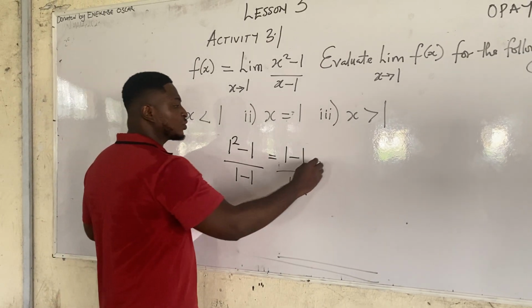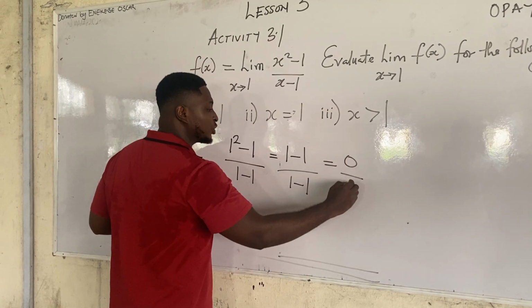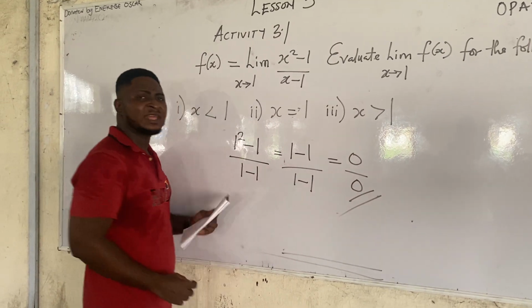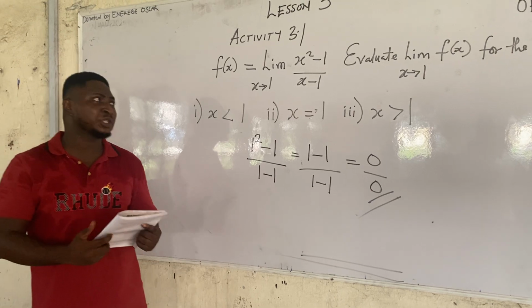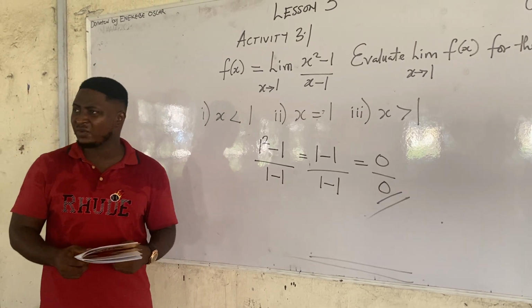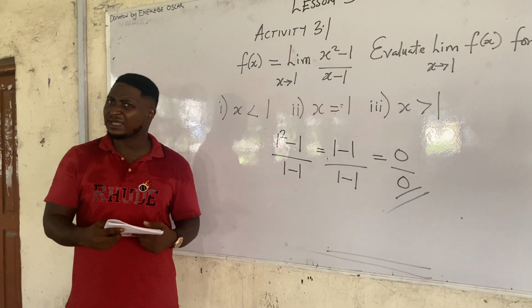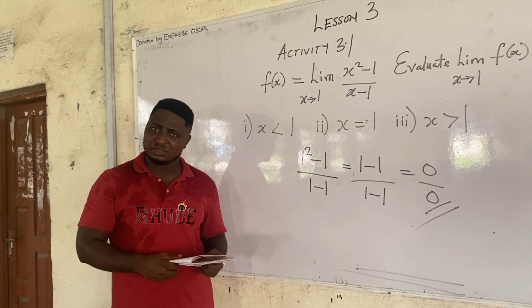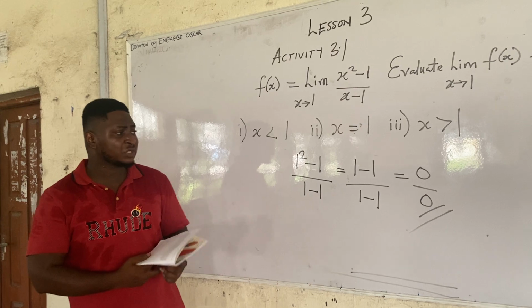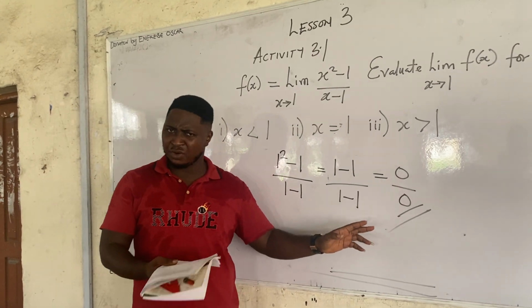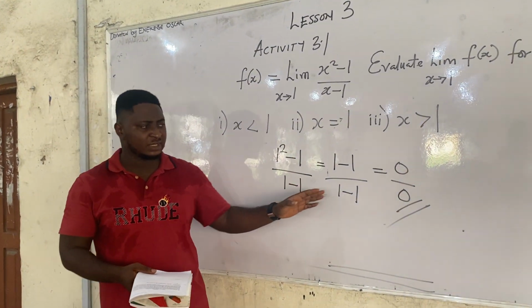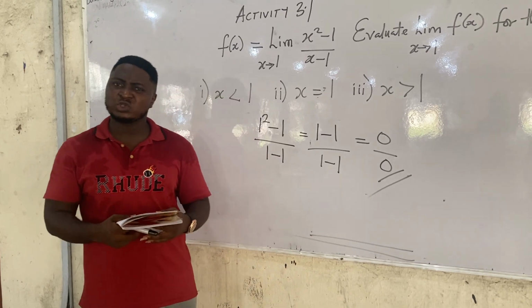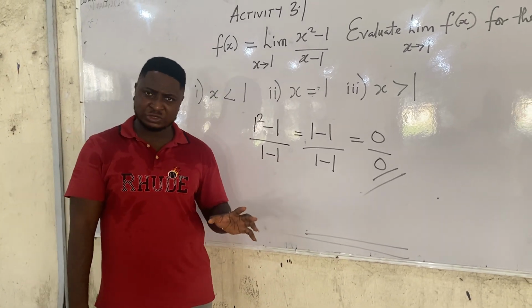Now class, 1 minus 1 is 0. 1 minus 1 is also what? Class, anytime you input your limit point into your function and you have 0 over 0, it means something in mathematical terms. It means our function is an indeterminate function. Anytime you have 0 over 0, it doesn't mean you are wrong, it just means that your function is indeterminate. And we have 2 ways of tackling indeterminate functions.